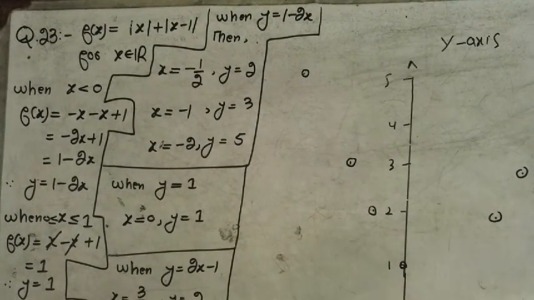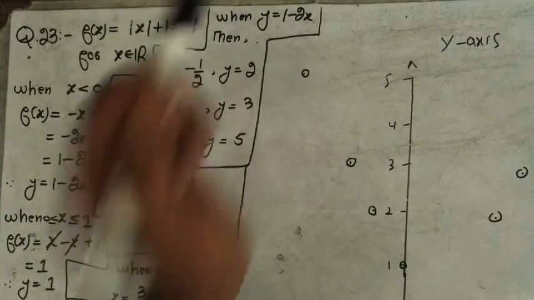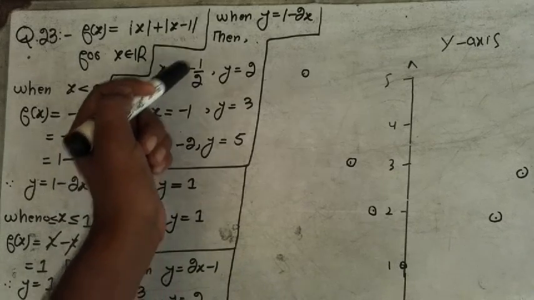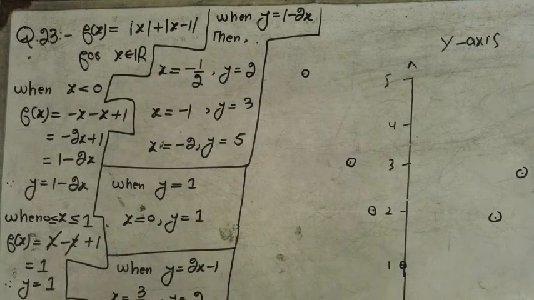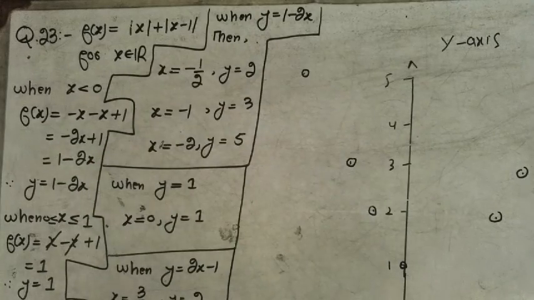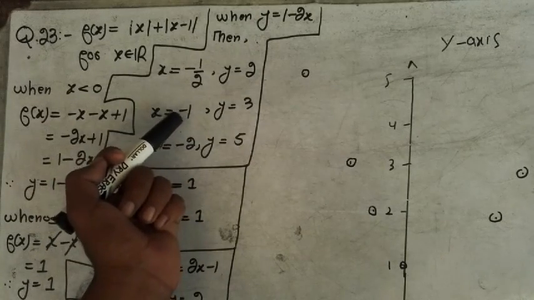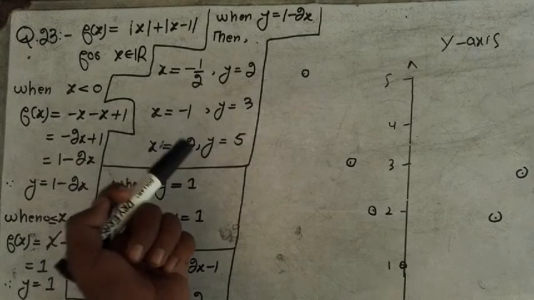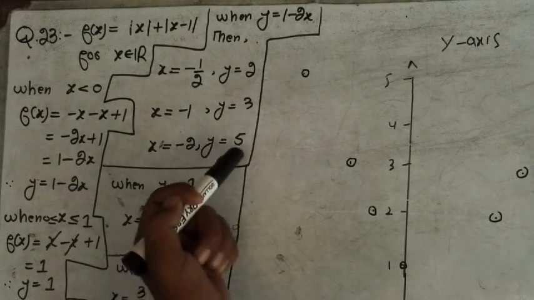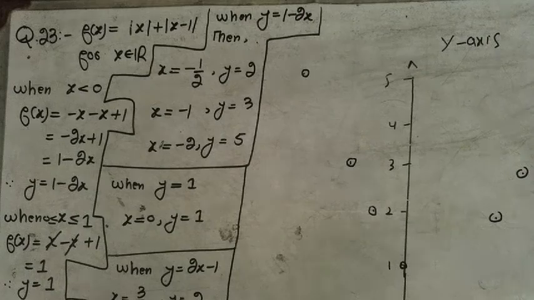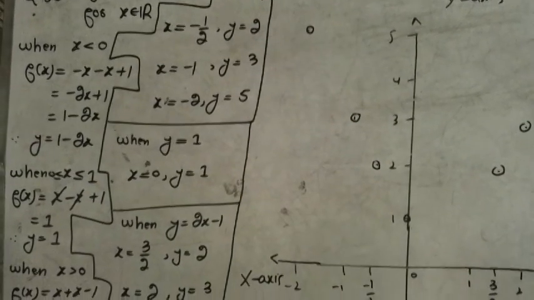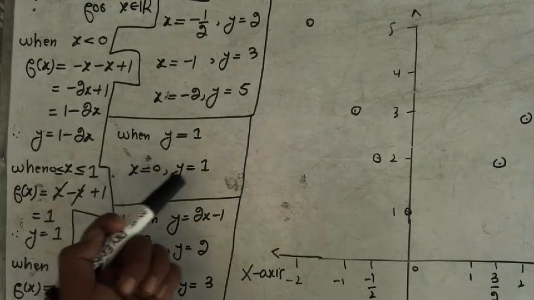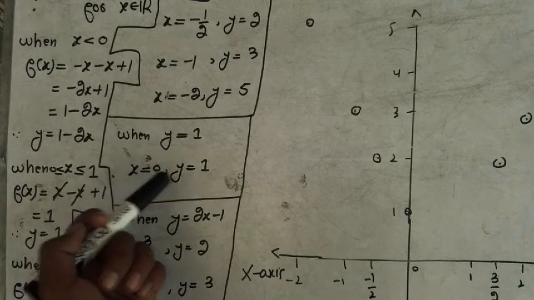So for our first condition, when y is equal to 1 minus 2x, then when we put x equal to minus 1 by 2 in this equation, y becomes 2. When we put x equal to minus 1, y is equal to 3. When we put x equal to minus 2, y will be 5. For the second condition, when y is equal to 1, then x will be 0. When x is 0, y is equal to 1.